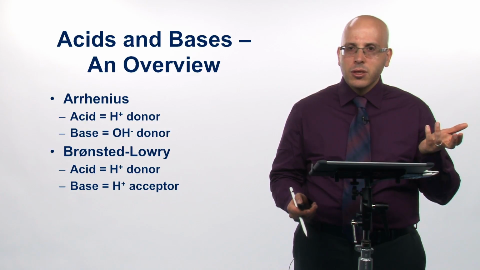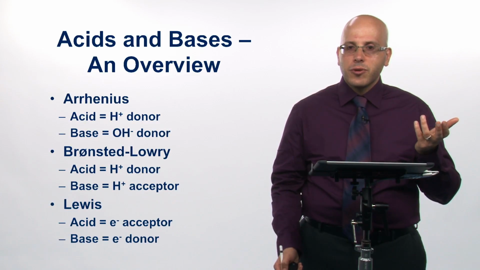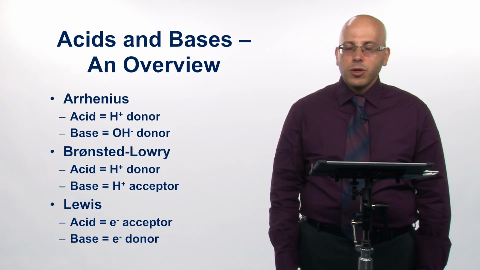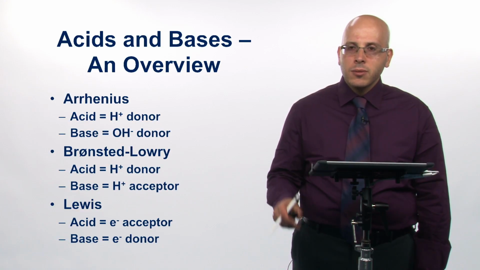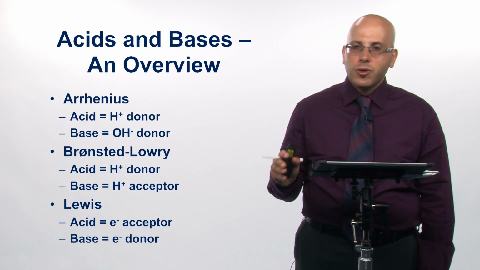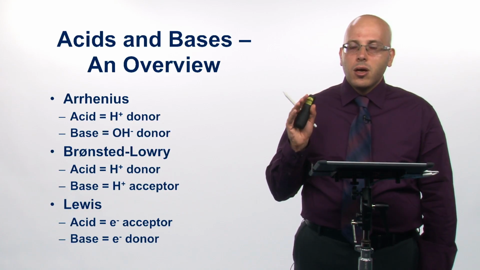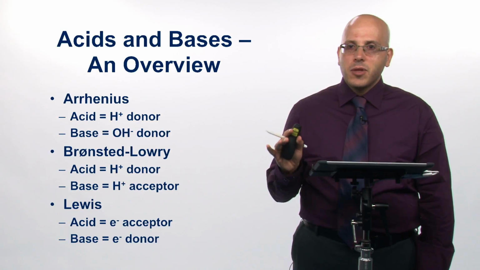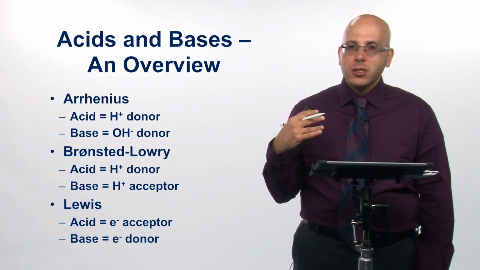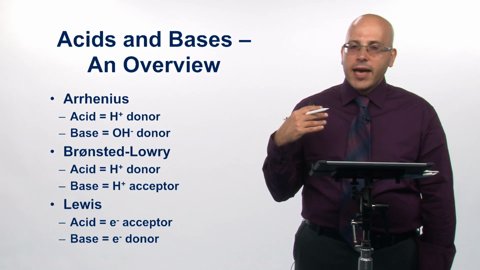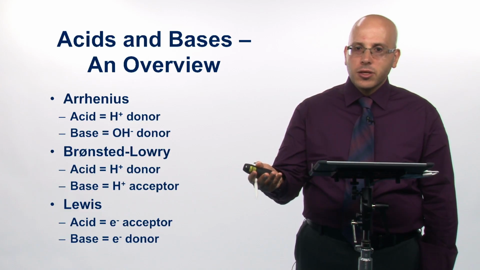And then the last definition for acids and bases that I want to show you is that of Lewis. Okay, this is the same Lewis as Lewis dot structures. Okay, so clearly the guy liked electrons. Okay, and so we're going to define a Lewis acid as something that can accept electrons, and a Lewis base as something that can donate electrons.